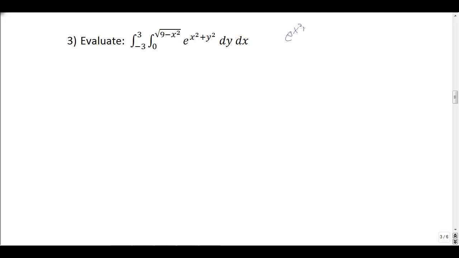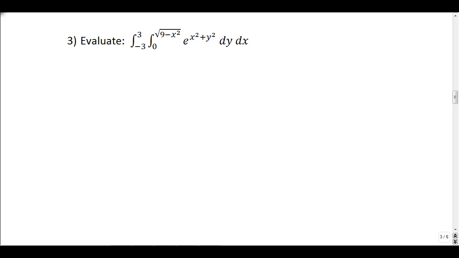E to the x squared plus y squared. I don't know how to integrate that with respect to y. So really, I don't know what to do. I could do u equals x squared plus y squared, but then I need a y out in front to get a du. So that doesn't work out.